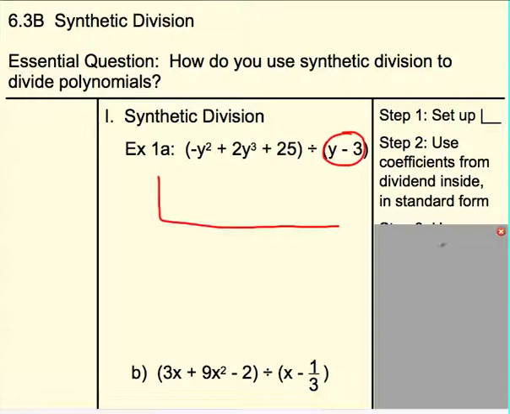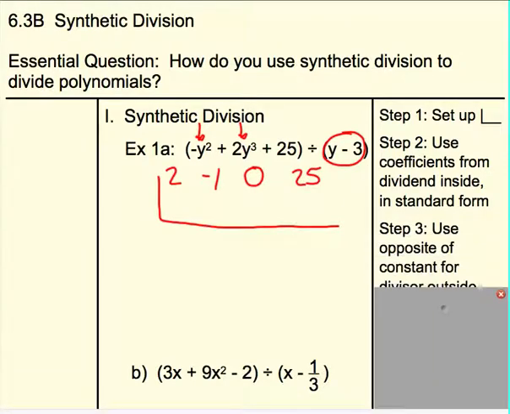So looking at my dividend, I've got 2y cubed as my greatest exponent. So I'm using the coefficient 2, and I drop the y cubed. Next highest power is y squared. -1 is my coefficient. The next highest power would be 1. I don't have a y term, so the coefficient of my y term is 0. That's what I'm talking about when I said the placeholder. And then my constant is 25.